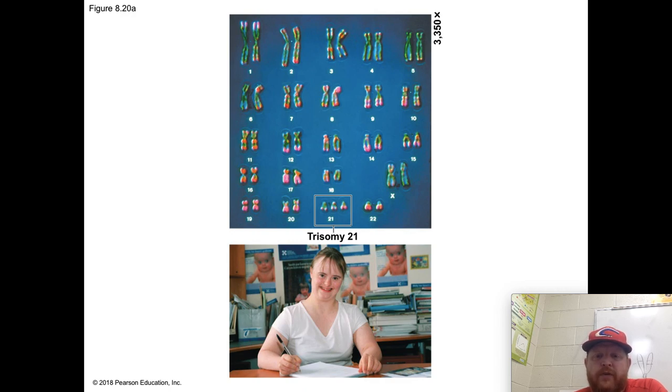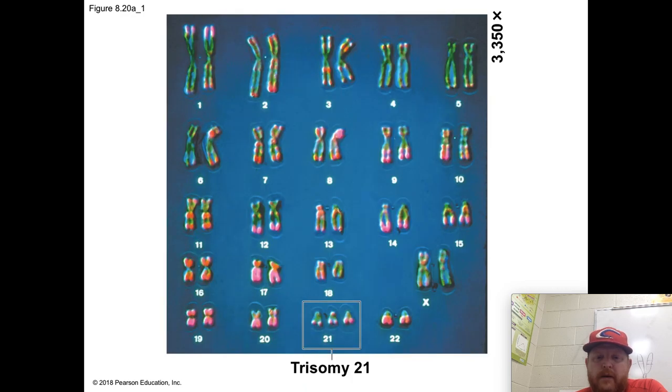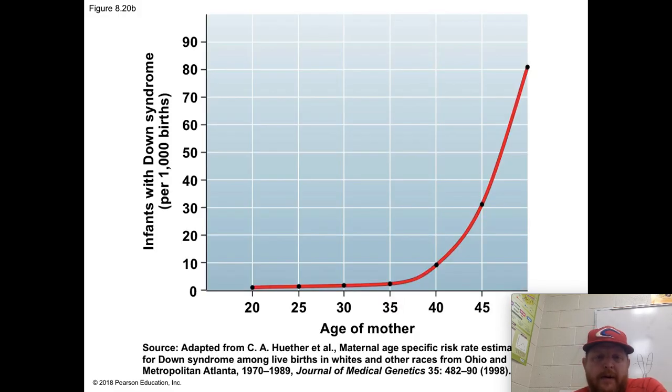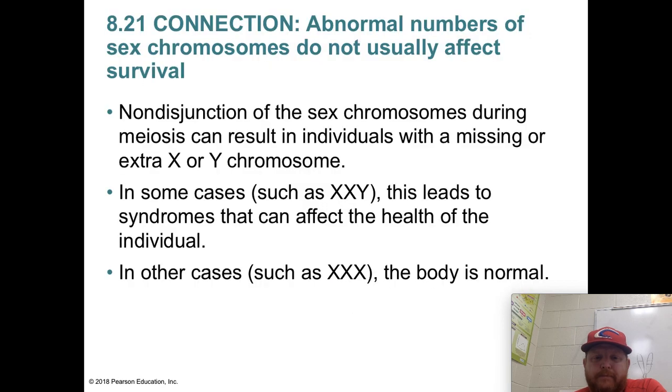So in our 21st chromosome, we wound up with, instead of having 2, we actually now have a 3rd set, and that is what causes this issue that occurs for not a large amount of the population, but of all of the actual non-disjunctions, it is probably one of the more common ones.